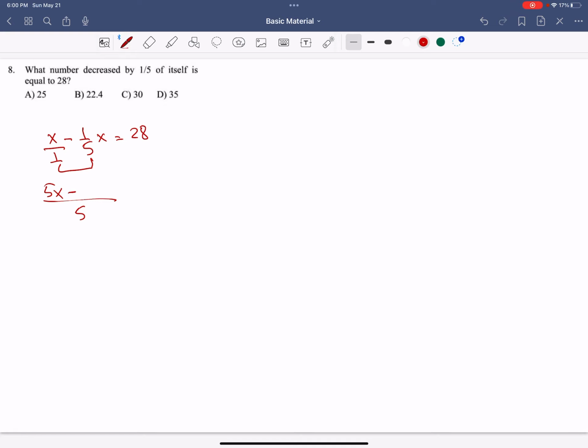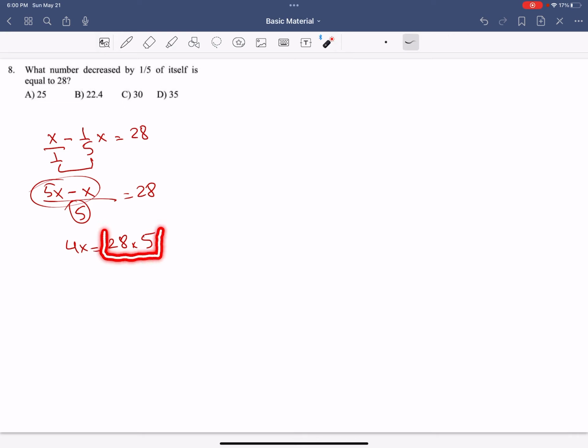Minus 5 divided by 5 is 1 times 1x is x. 5x minus x is 4x. 28, I'll pass 5 multiplying.